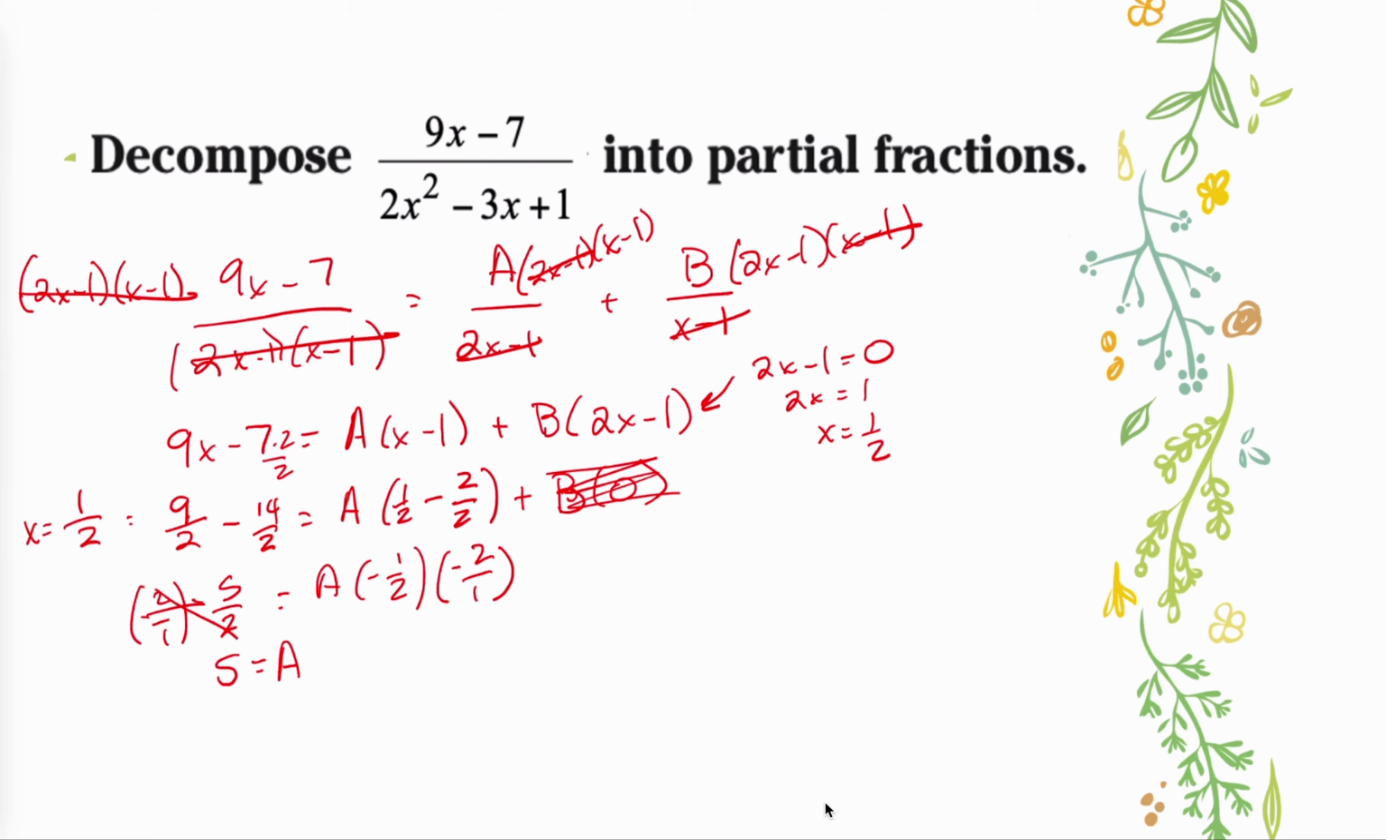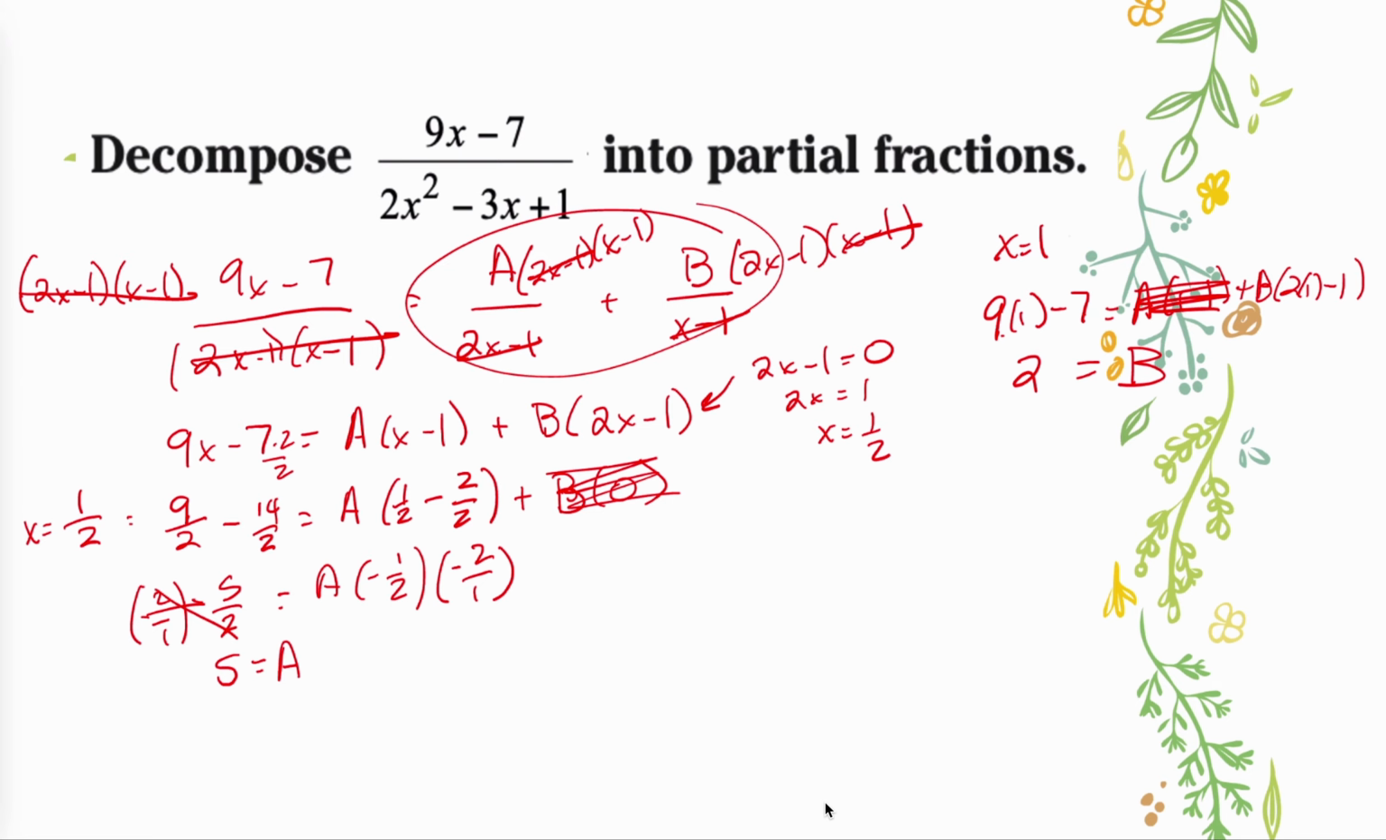Then we are going to plug in x equals 1. And so 9 times 1 minus 7 equals a times 1 minus 1 plus b times 2 times 1 minus 1. 9 minus 7 is 2. That's going to go away. 2 minus 1 is 1. b is 2.